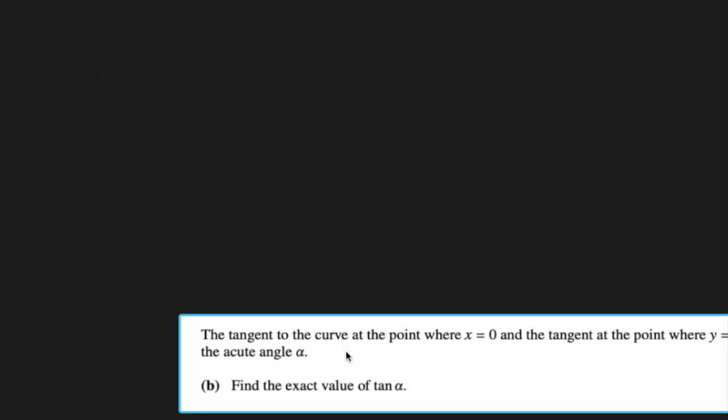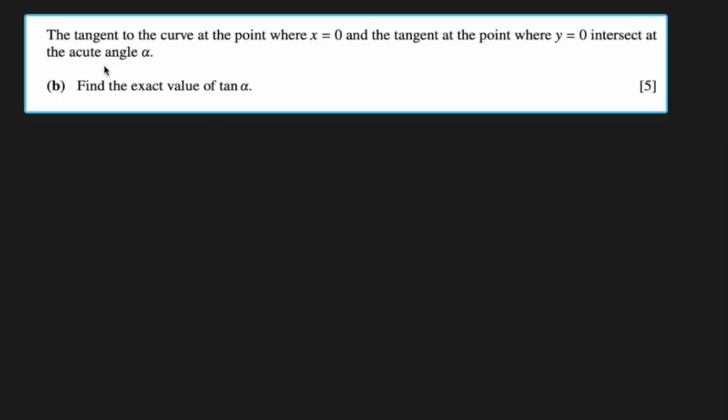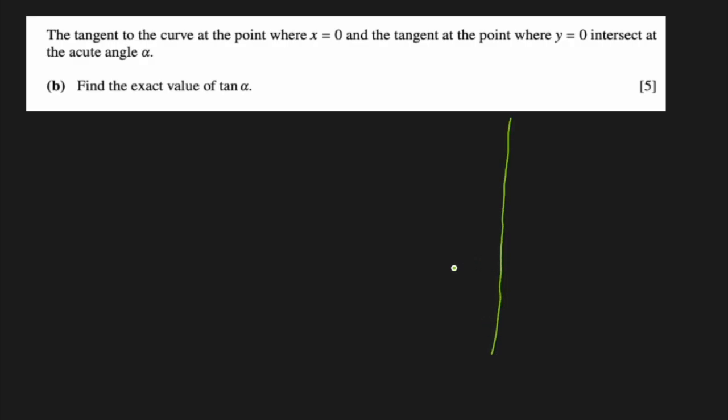The tangent to the curve at point x equal to 0 intersects at the acute angle alpha. Find the exact value of tan alpha. Let's try to visualize this one first. Suppose this is the x-axis, this is the y-axis, the curve is somewhere. I'm not interested in the curve. They're saying when x is 0, in this whole y-axis, x is 0. Let's say it's here, right?